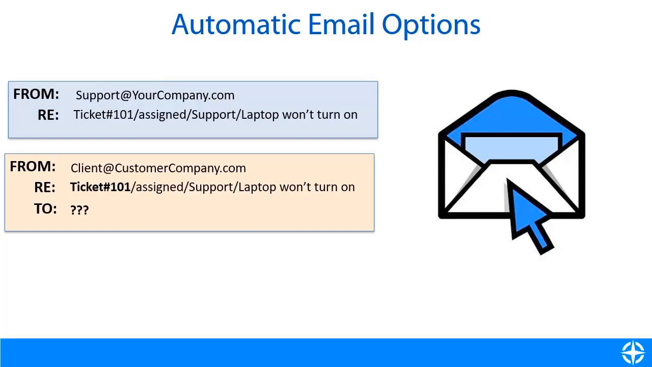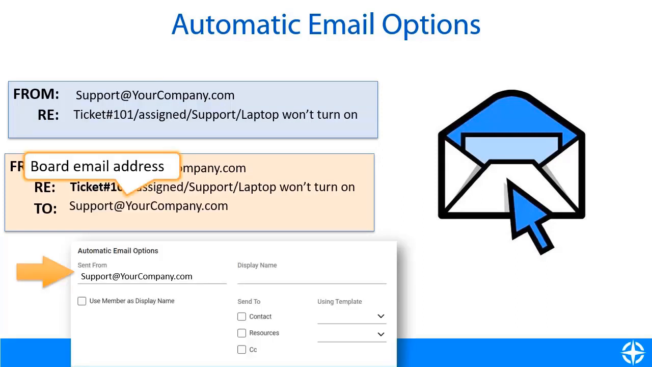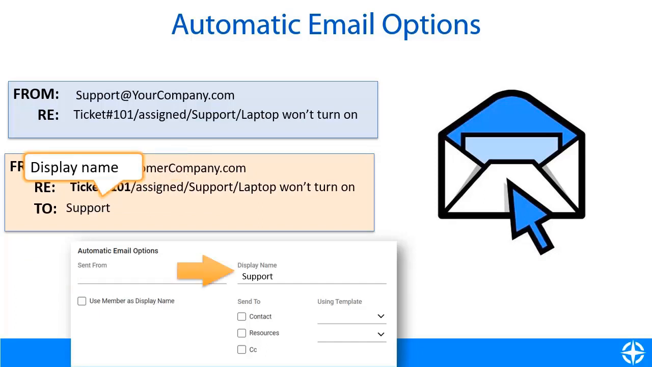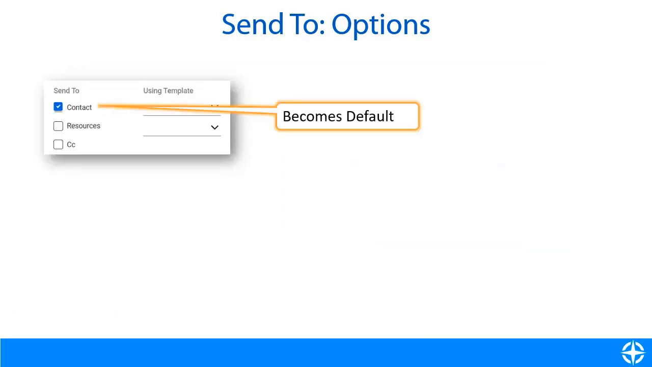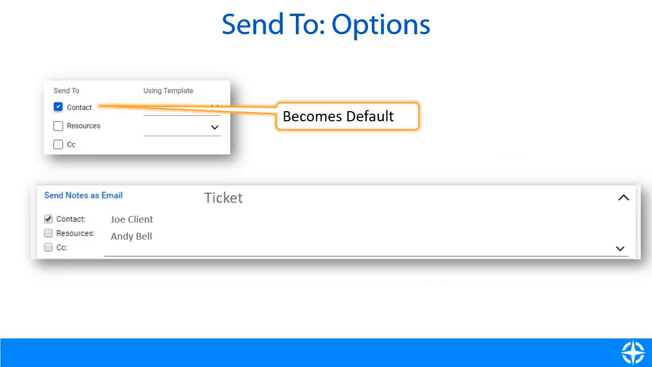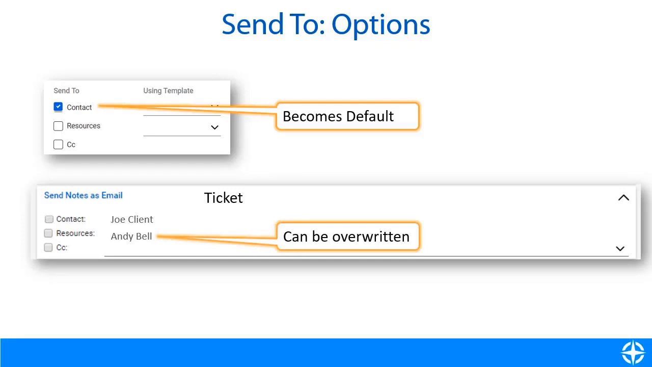Who will it come back to? You choose the board email address, the display name, which could be the name of the board, or check the box to use the member listed on the ticket as the display name. You can default the Send To option as well. Check to automatically email the contact and/or the resource every time the ticket gets updated. This default can be overwritten on an individual ticket as needed.